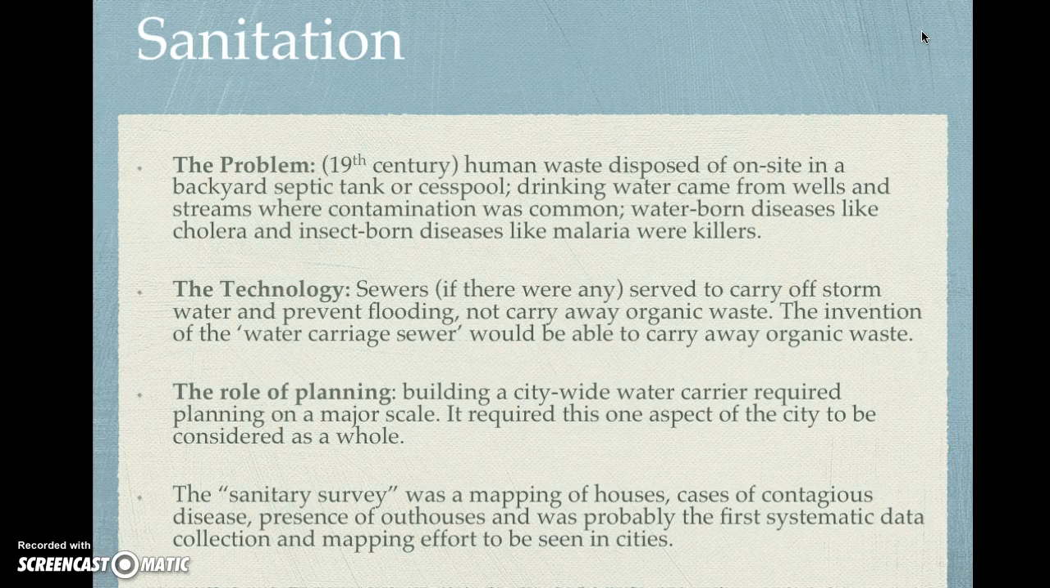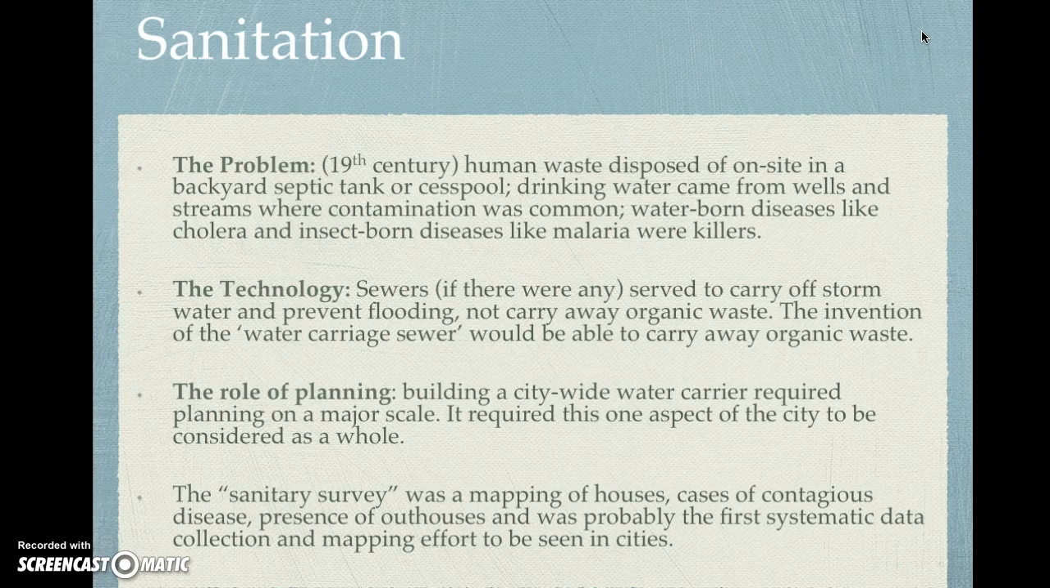It was not like running water like we have today through our system. Water came from wells and streams, and that water becoming contaminated was really common. So these waterborne diseases like cholera, insect-borne diseases like malaria, were not just something that made people sick, these were killers. So that would be the problem.